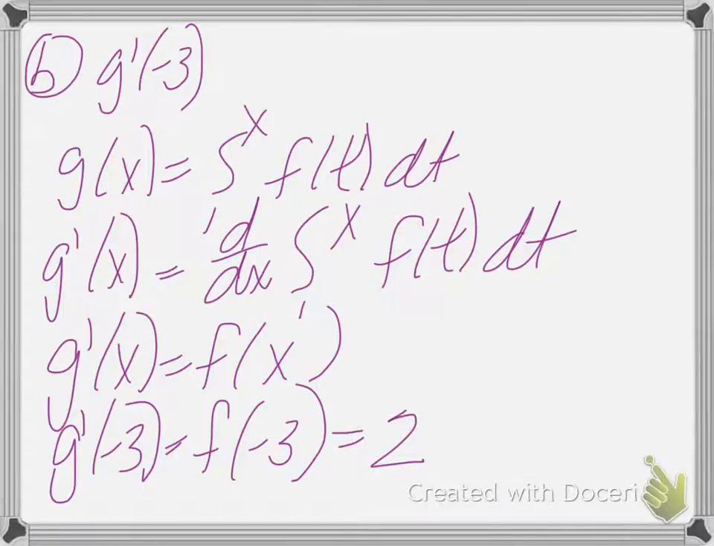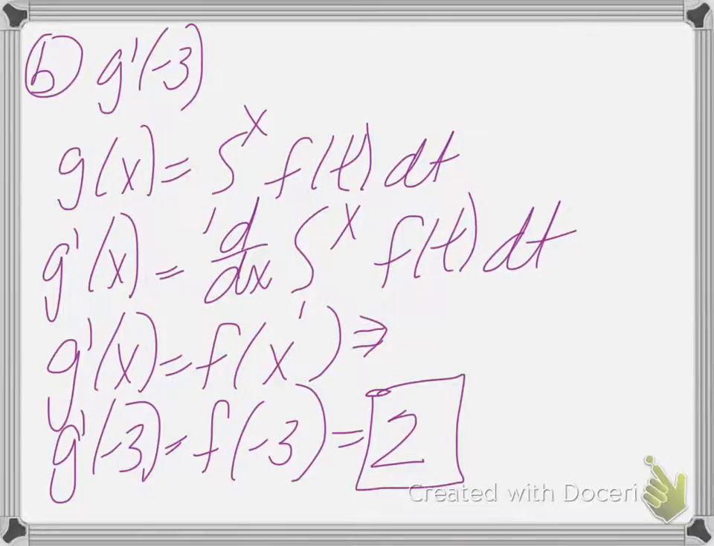Okay, and you could figure that easily because it's just a line, so you could just count up and over, if you just wanted to confirm it was 2 and you weren't confident in your abilities to just look at it. Okay, so that's that. Now, we need to find g double prime of negative 3.